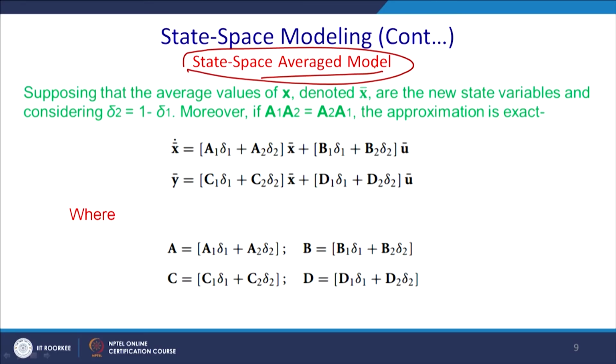So, suppose that the average value of x, denoted by x bar, is the new state variable, and considering that delta 2 has a relation, that is 1 minus delta 1, and moreover if A1 into A2 as an associative matrix is equal to A2 into A1, the approximations can be made here. So, we can see that if you rewrite these equations in terms of delta 1 and delta 2, ultimately you will get A equal to A1 delta 1 plus A2 delta 2. Similarly, these associations can happen.